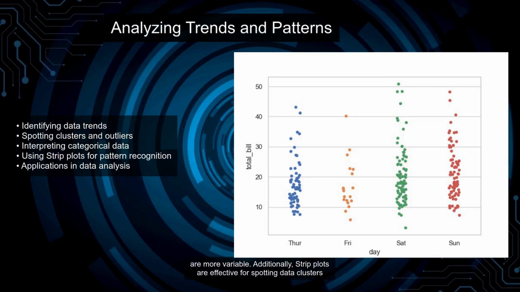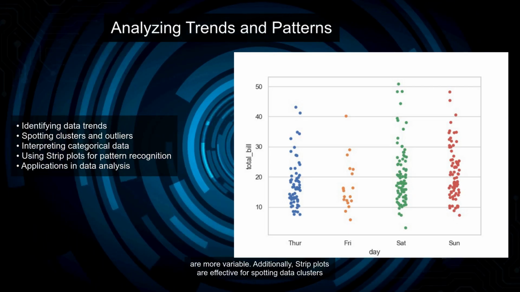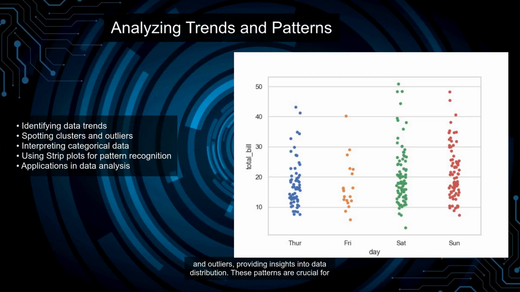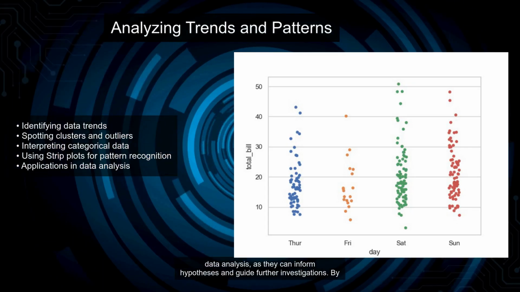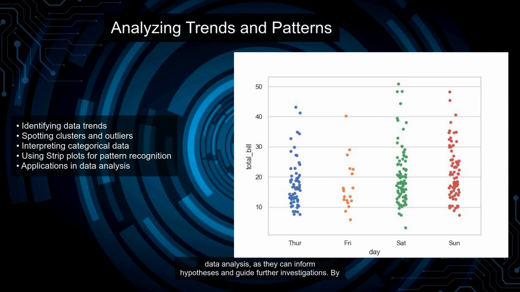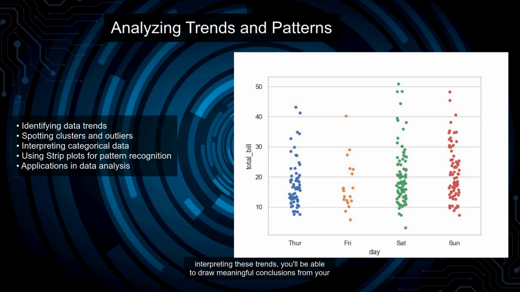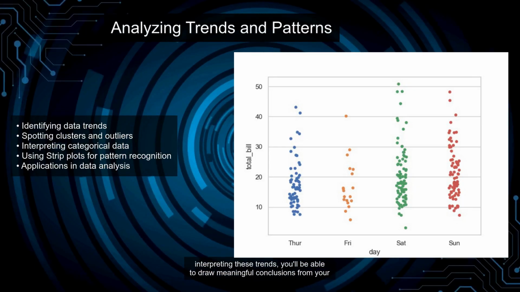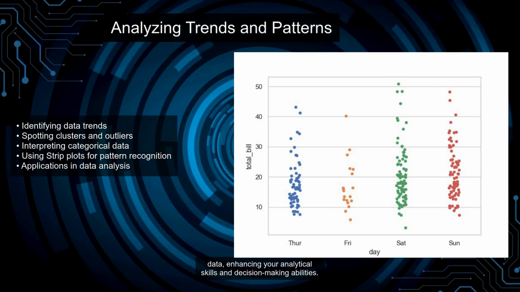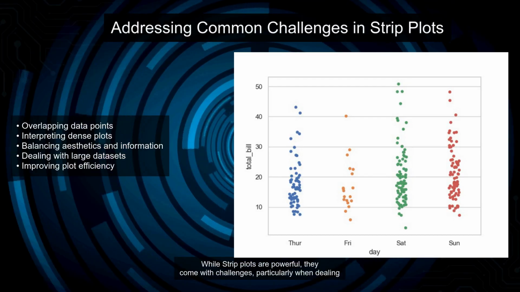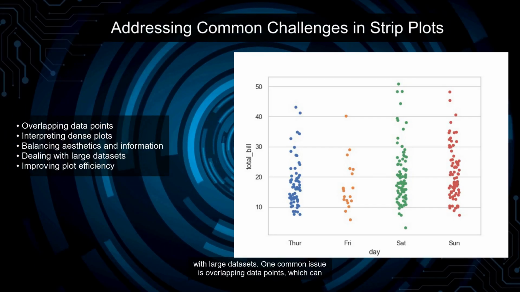Additionally, strip plots are effective for spotting data clusters and outliers, providing insights into data distribution. These patterns are crucial for data analysis, as they can inform hypotheses and guide further investigations. By interpreting these trends, you'll be able to draw meaningful conclusions from your data, enhancing your analytical skills and decision-making abilities.